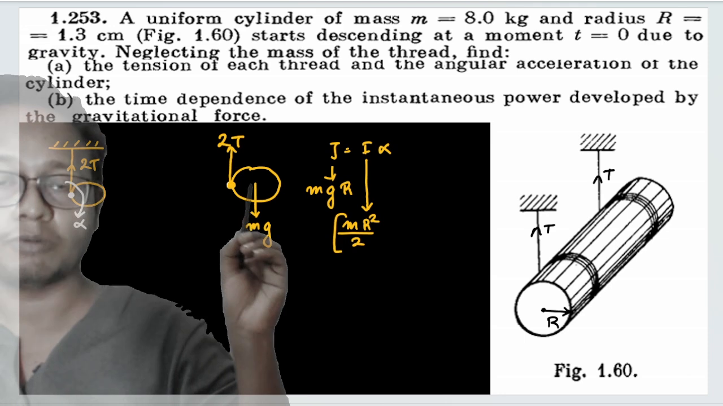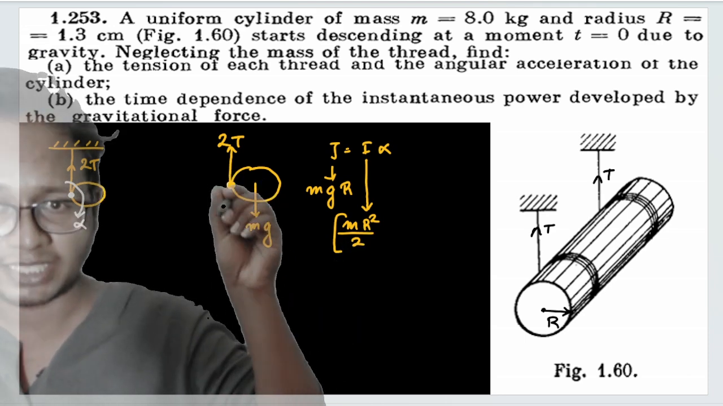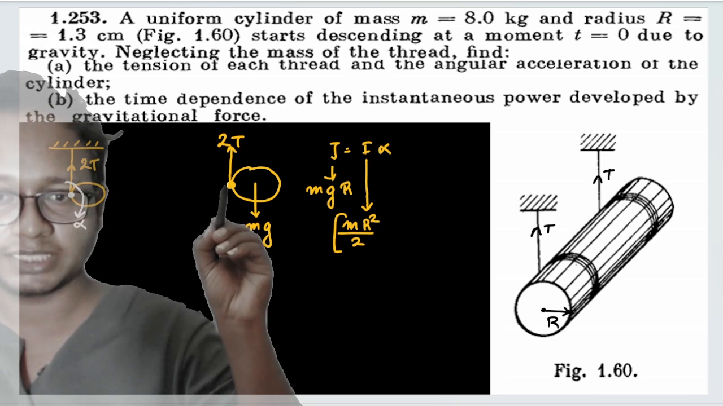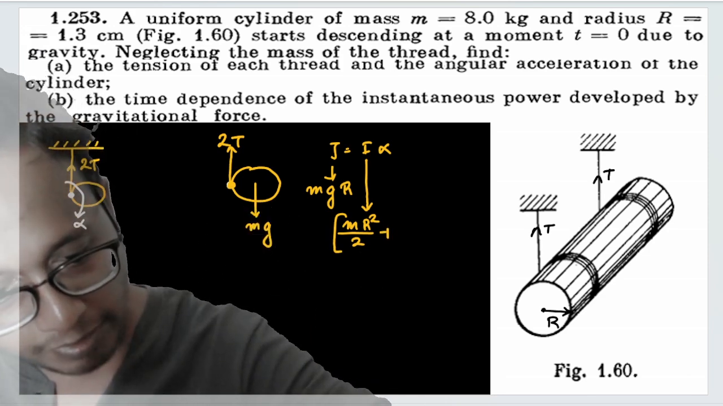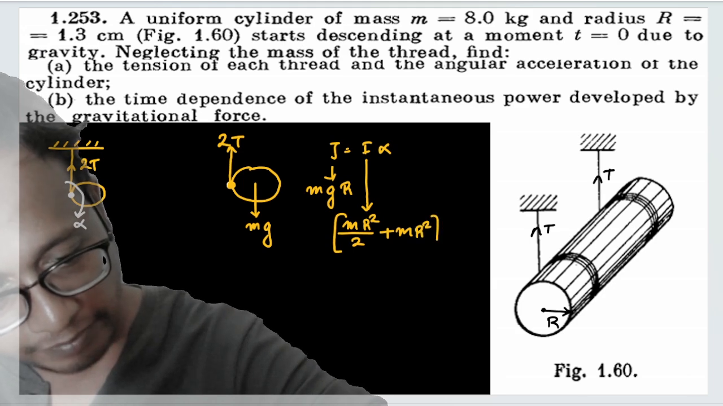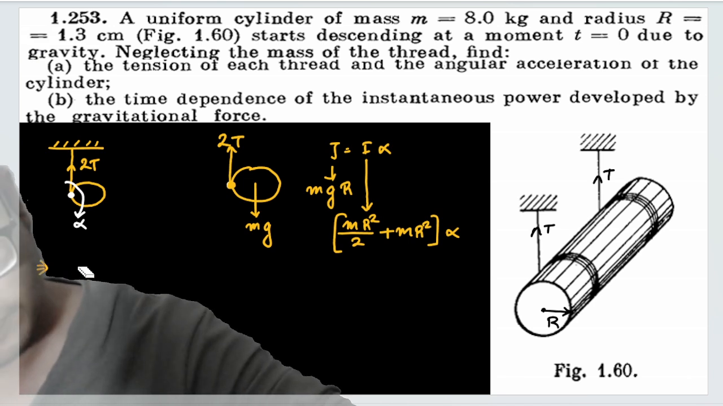So if the moment of inertia through the center is m r square by 2, what is the moment of inertia through this axis? I have to apply the parallel axis theorem. So the moment of inertia through this axis is nothing but m r square by 2 plus m r square, into alpha. So let me solve the problem.